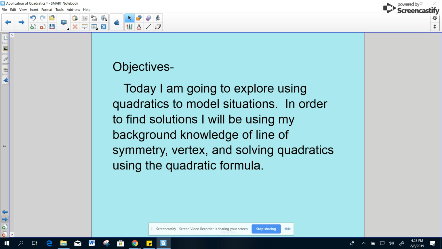Our objective is to model quadratic equations and to find solutions using your background knowledge of symmetry, vertex, and using the quadratic formula, and maybe even some factoring.